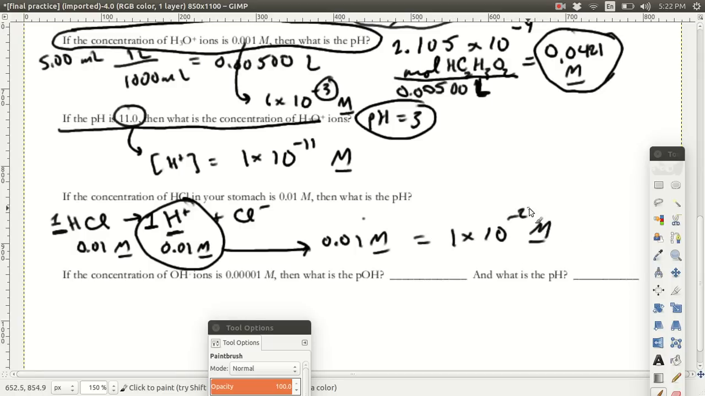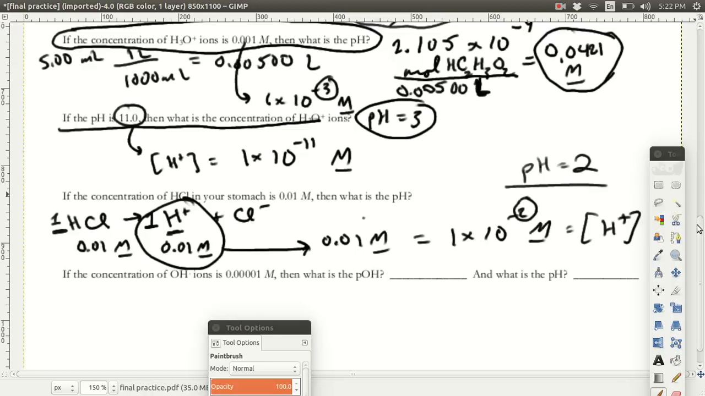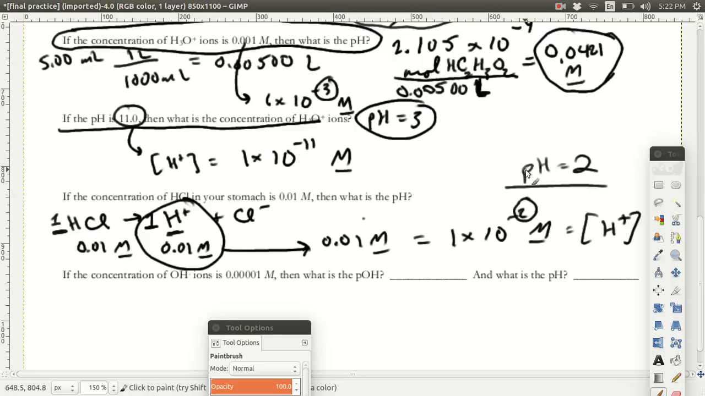And so, if that's the H plus concentration, or the H3O plus concentration, remember from class, H3O plus and H plus are really the same thing. You just need that. Okay? pH. P means negative log, or the power. Negative power, really, for the H.